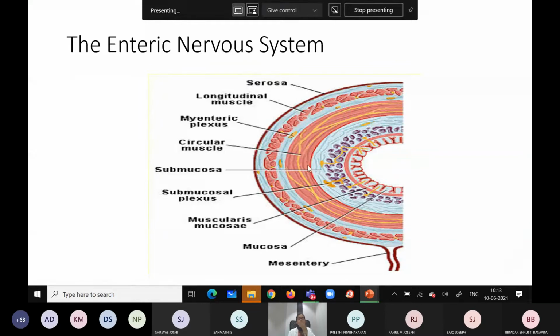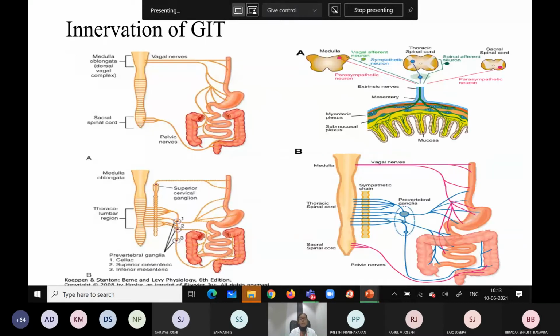They have more than 100 million neurons, and it is considered as a little brain. Both these plexus, that is myenteric and submucosal plexus, have an enormous amount of neurons, more than we have in our spinal cord. Hence it is also called the little brain. So this is about the innervation of our GIT. Parasympathetic increases the motility and sympathetic decreases the motility of the GI tract.